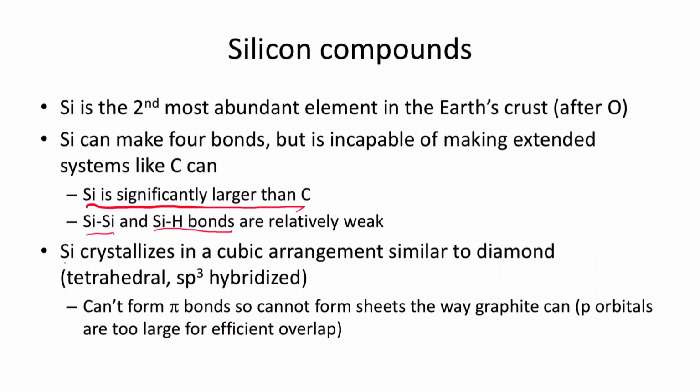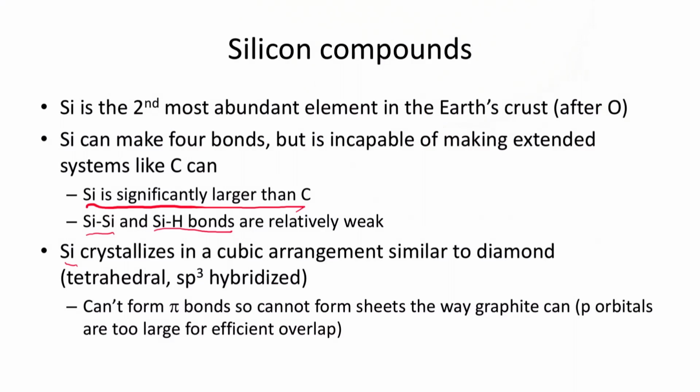In terms of crystallization, silicon does crystallize in cubic arrangements similar to what diamonds do. Diamonds are really nothing more than a bunch of carbon atoms that are all connected in sp3 hybridization to make a tetrahedral geometry. Silicon can do virtually the same thing and make these tetrahedral arrangements.